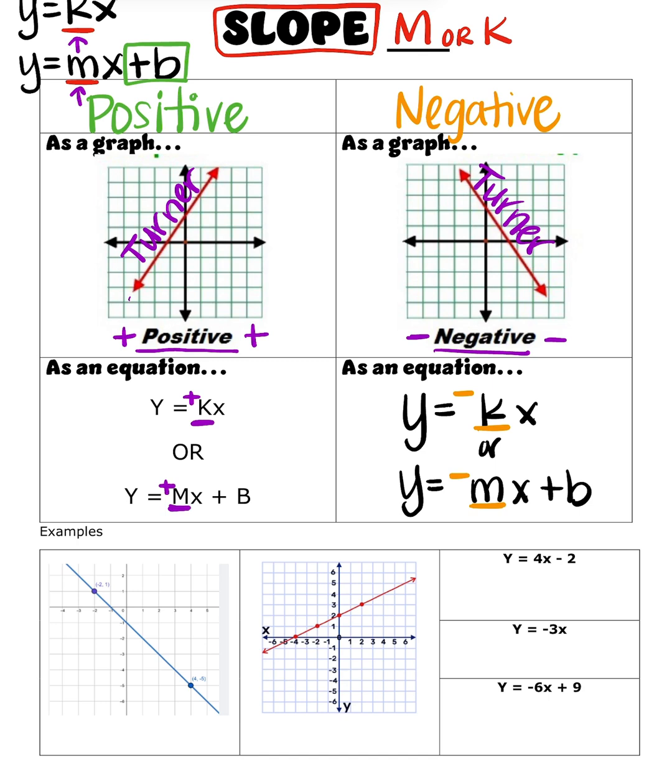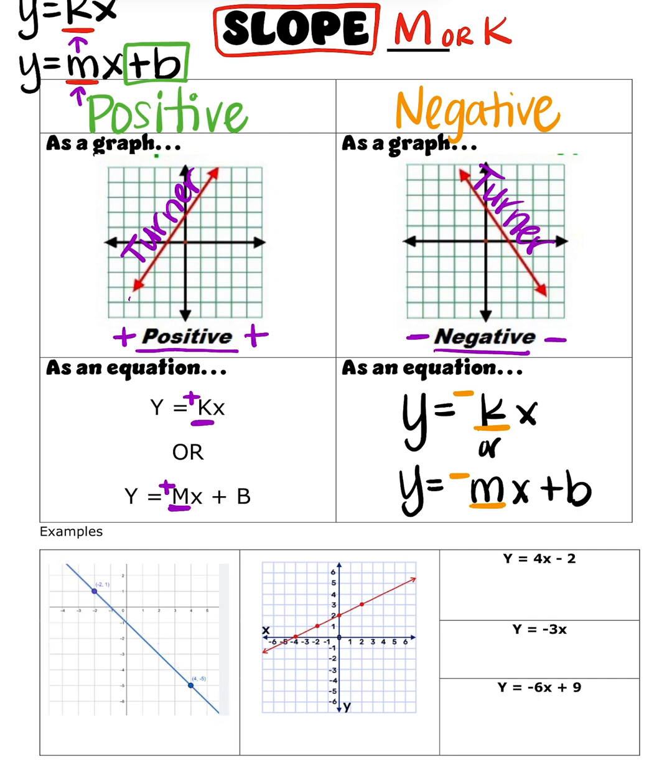All right, so we're going to do some examples, and we're going to label them as positive or negative slope. In our first example, we have a graph. We're looking at this one right here. And remember, we move left to right. So here's the left, here's the right. When I do that, what's happening? If I move left to right, I am going downhill.